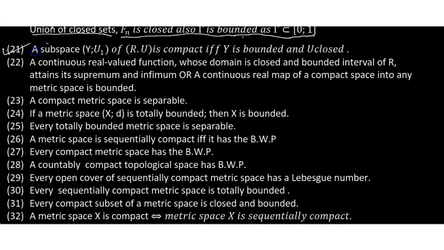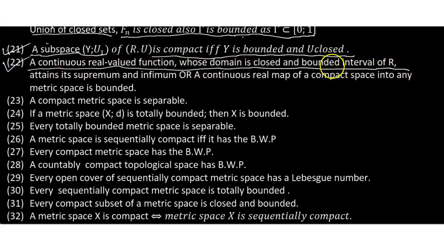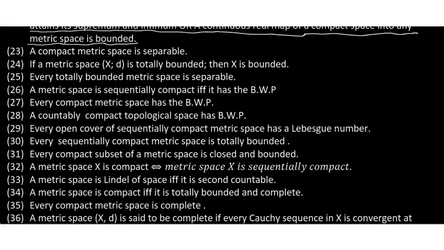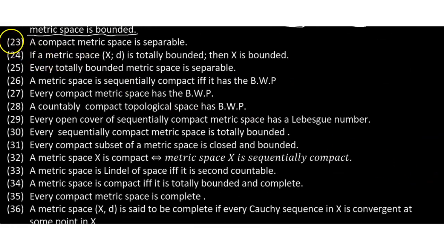A subspace (Y, U_Y) of R^n is compact if and only if Y is bounded and closed. A continuous real valued function whose domain is a closed and bounded interval of R attains its supremum and infimum. A continuous real map of a compact space into any metric space is bounded. A compact metric space is separable.